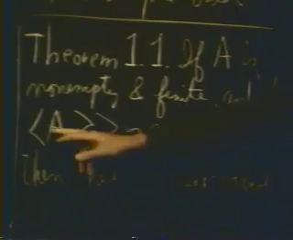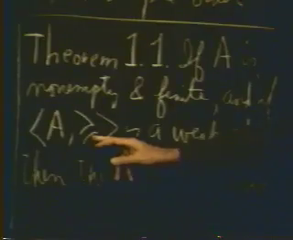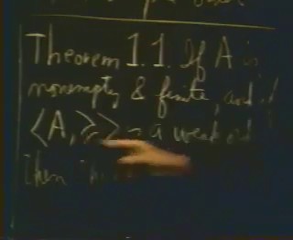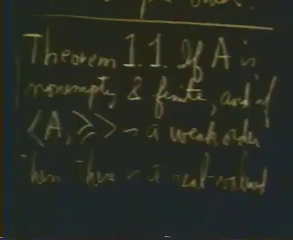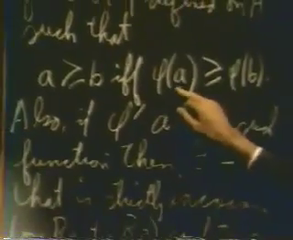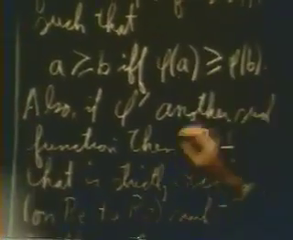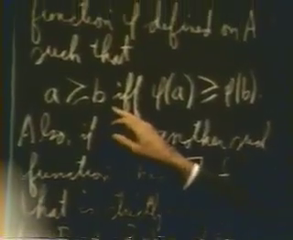and if the relation at least as great as is a weak order, then there is a real valued function, phi, defined on A, such that A is at least as great as B if and only if phi of A is equal to or greater than phi of B. Notice, of course, phi of A is going to be a real number, and so is phi of B. So the function phi serves as the representing function.